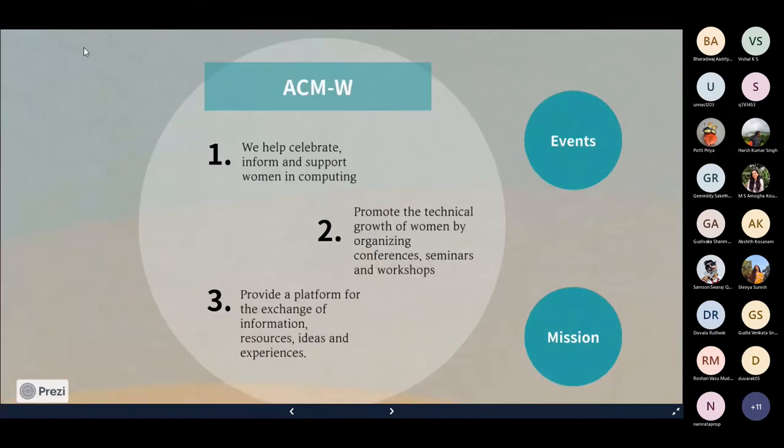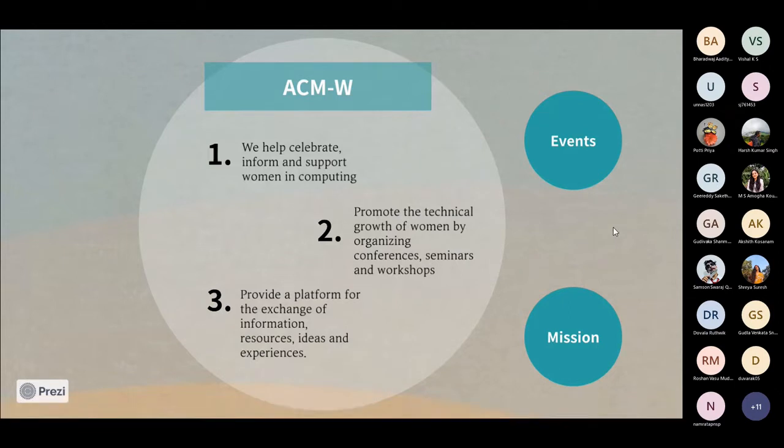Hey everyone, here at ACM-W, we seek to take forward the task of the ACM community, but with a particular focus on the empowerment of women in computing. Our activities are to facilitate technical growth of women by organizing invited lectures, seminars, workshops, and informal meetings, support women in their professional career growth and help them to face the challenges in their work environment, and provide a platform for the exchange of information, resources, ideas, and experiences.